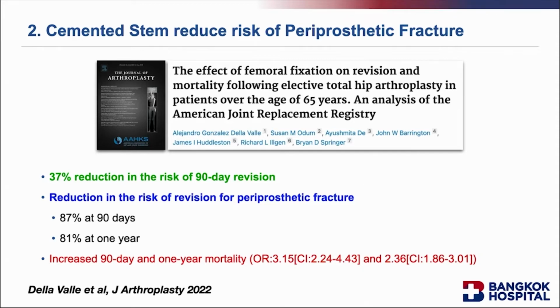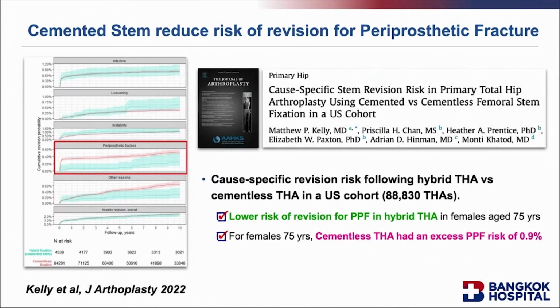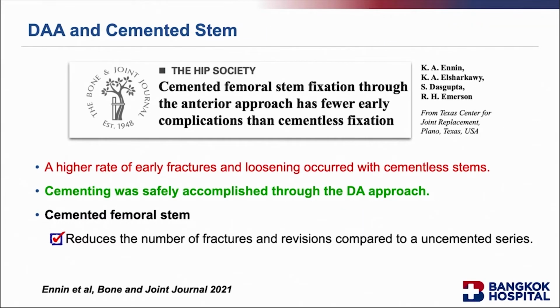And this study from the Journal of Arthroplasty this year confirmed that the cemented stem reduced the risk of periprosthetic fracture by 87% at 90 days and 81% at 1 year. Another study from the Journal of Arthroplasty this year showed that the cemented stem lowered the risk of revision for periprosthetic fracture in elderly females. And finally, the cemented stem can be done safely in direct anterior and can reduce the number of fractures and revisions compared to the uncemented stem.